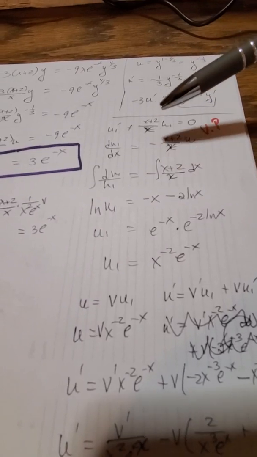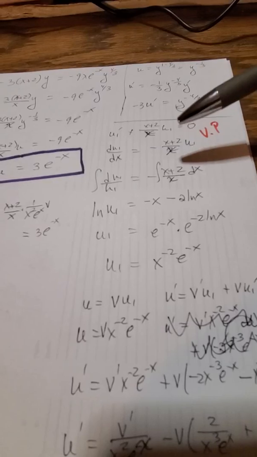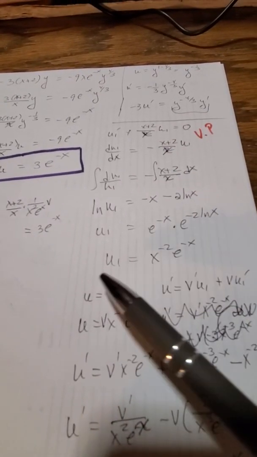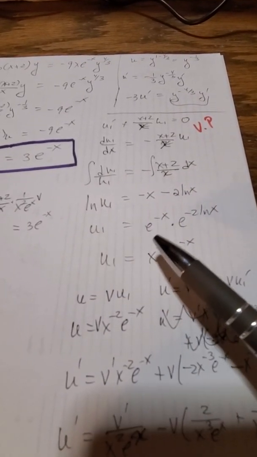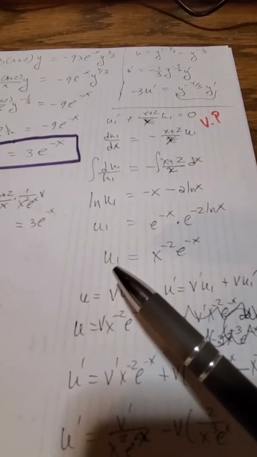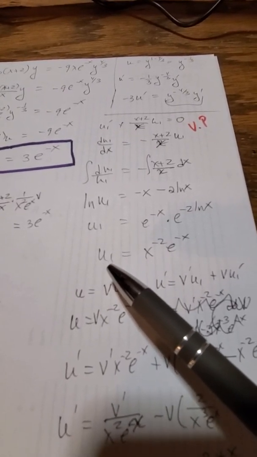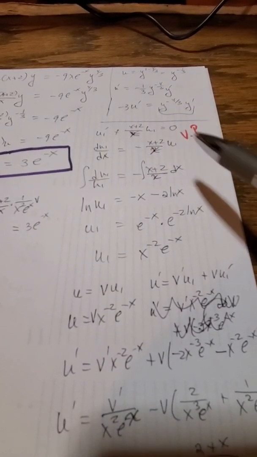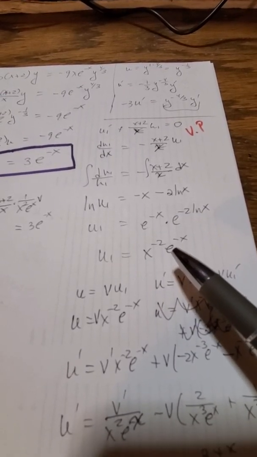Meanwhile, we solve this equation. When we set that equal to 0, we get a very nice separable differential equation. The integral of du over u1, I'm just going through the steps here. Ln u1 equals negative x minus 2 ln x. So u1 is equal to e to the negative x, e to the negative 2 ln x. And u1, finally, which is a specific solution of the corresponding homogeneous equation, comes out to be x to the negative 2 times e to the negative x. And this is really where I got up to at the end of the last video.